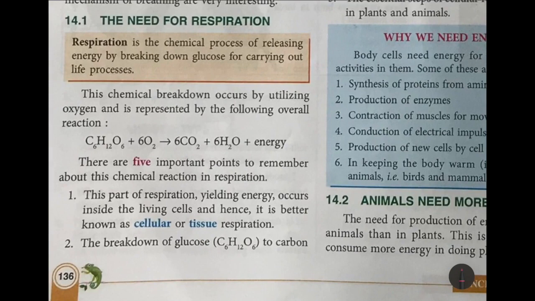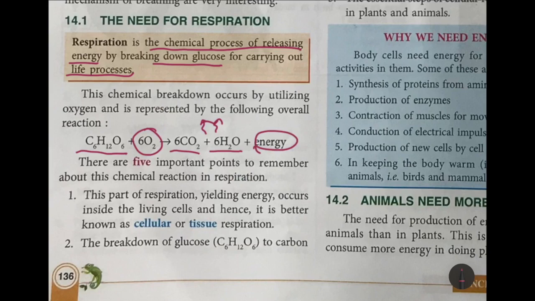Now, respiration, defined, is the chemical process of releasing energy by breaking down glucose for carrying out life processes. For various life processes, internal or external, we require energy. So that energy comes from the breaking down of glucose by oxygen, and the process is known as respiration. And this is how glucose is broken down by oxygen into 6 molecules of carbon dioxide, 6 molecules of water vapor, which is given out, and energy which is utilized in the body.